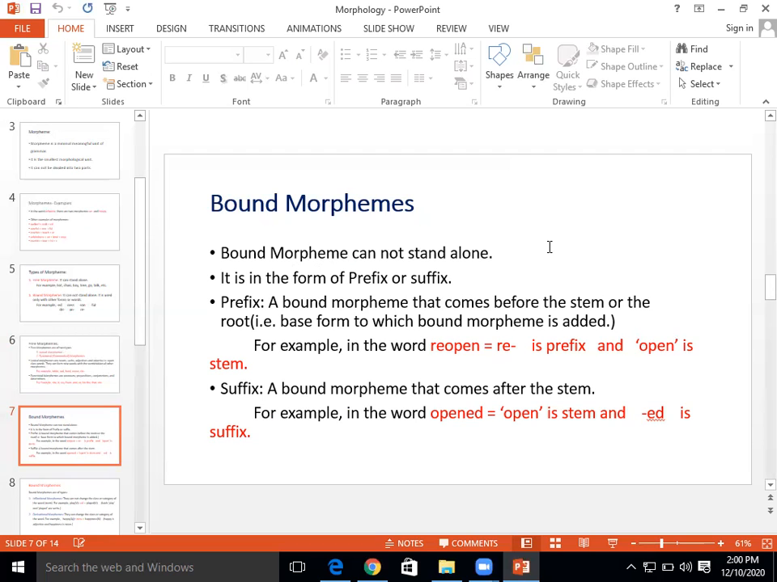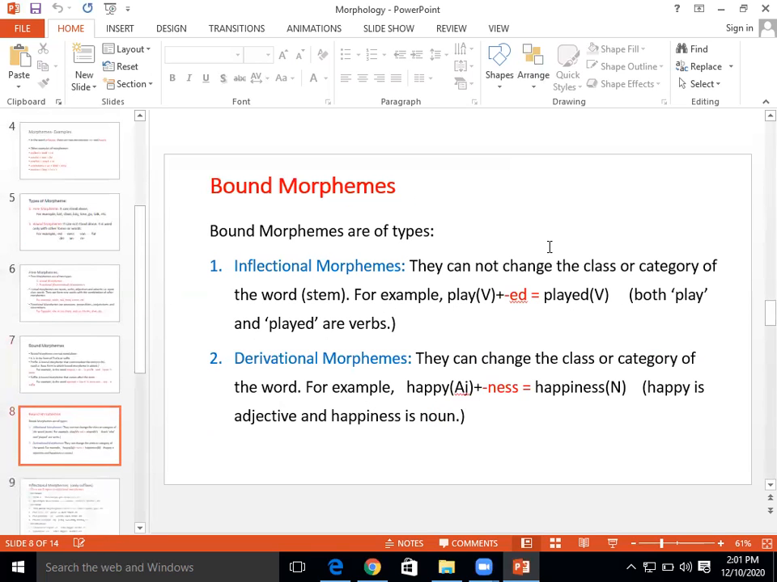Okay, so suffix, another form of bound morpheme, is a bound morpheme that comes after the stem or is added after the root or the stem. For example, in the word opened, here open is the stem, but ed is added after open, so that's why ed becomes a suffix. So if a bound morpheme is added before, then it becomes a prefix, and if it is added after, then it becomes a suffix.